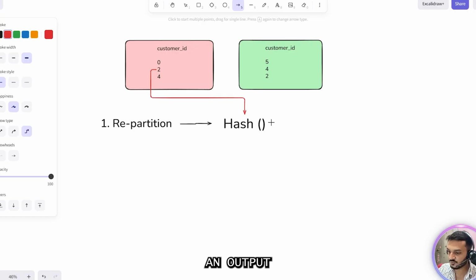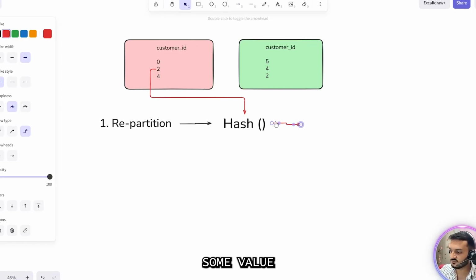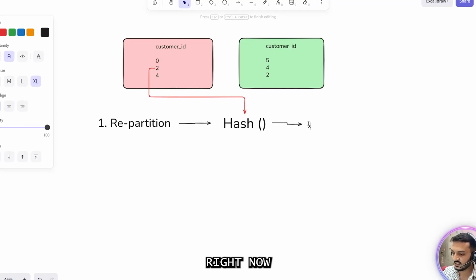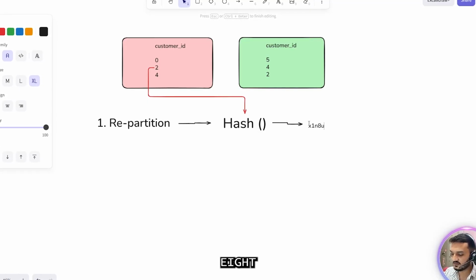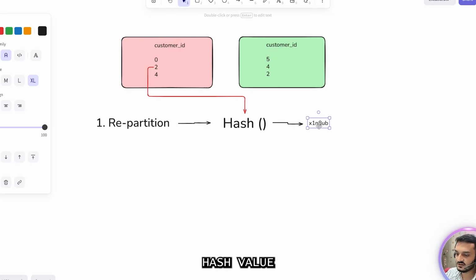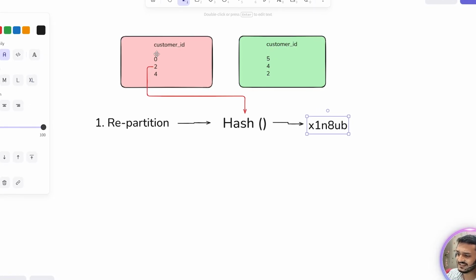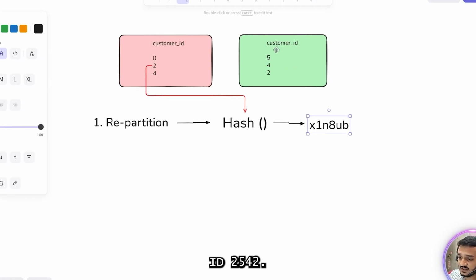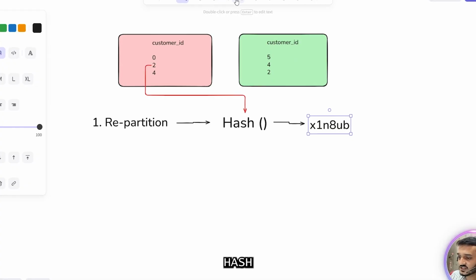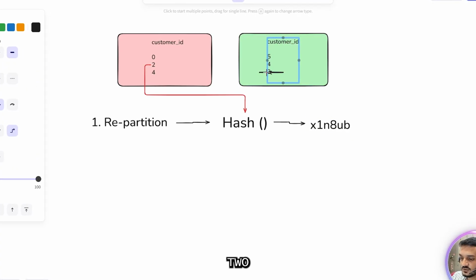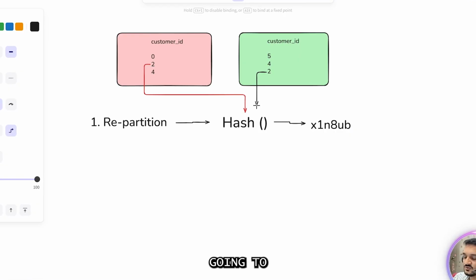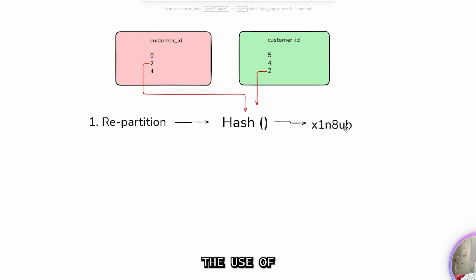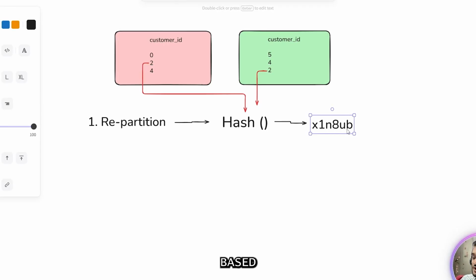It is going to give me some output value. Definitely some value will be given to me. Let's take an arbitrary value right now, let's say x1 and 8 ub. So this is the hash value of this 2. The same thing will be done for my other table as well, that is customer ID 2542. So the same hash function, when 2 comes into the picture, is going to result in the same hash value. So the joining is based on this hash function.